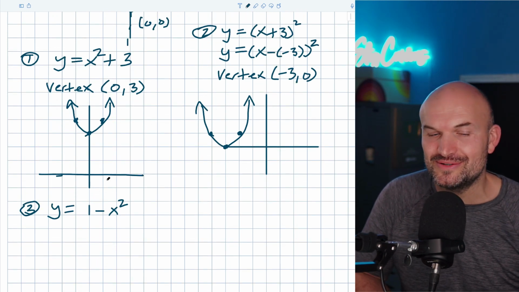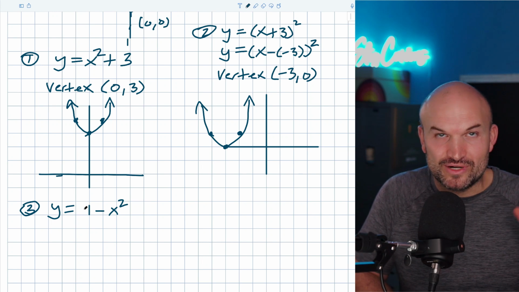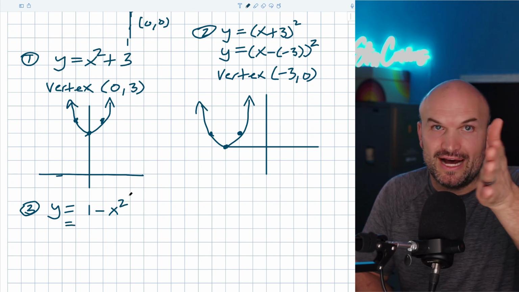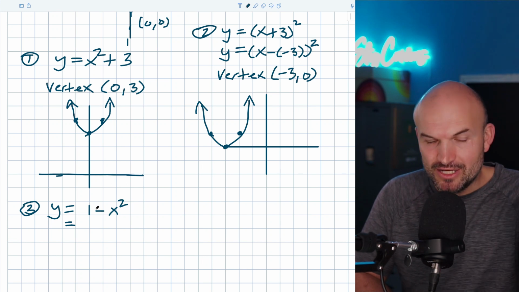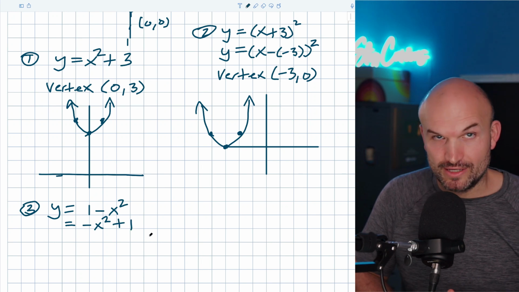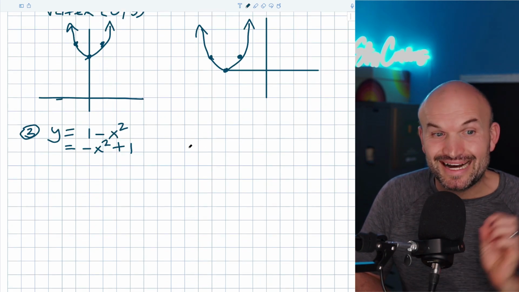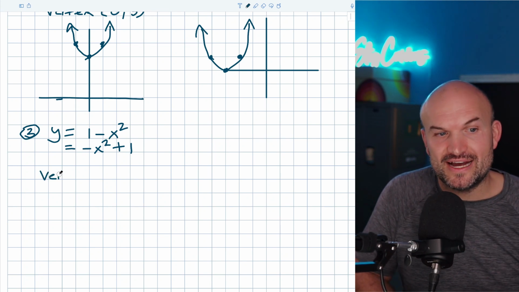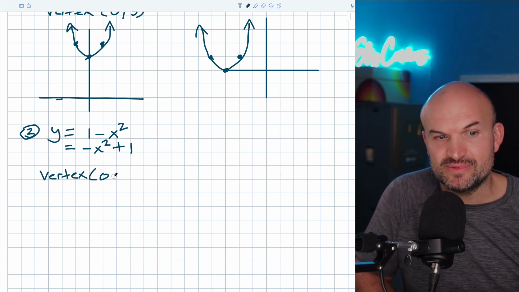Well, what we're going to want to do in this case is rewrite this into our vertex form. So I'm going to put the 1 up past the x squared. Notice this 1 is positive, so that's going to be negative x squared plus 1, okay? Now, again, let's identify the vertex. This is why identifying the vertex is so important. So if I identify this vertex, the vertex is going to be (0, 1).